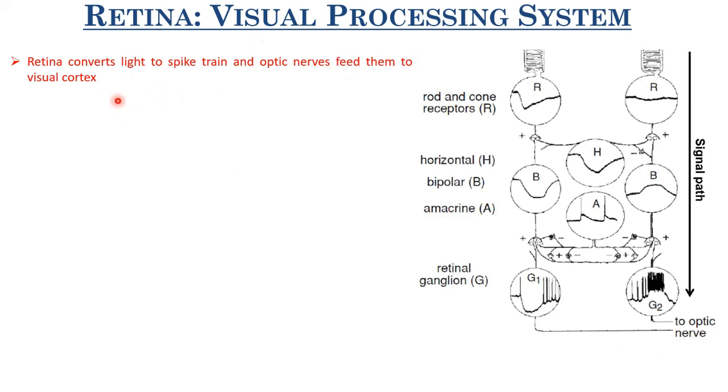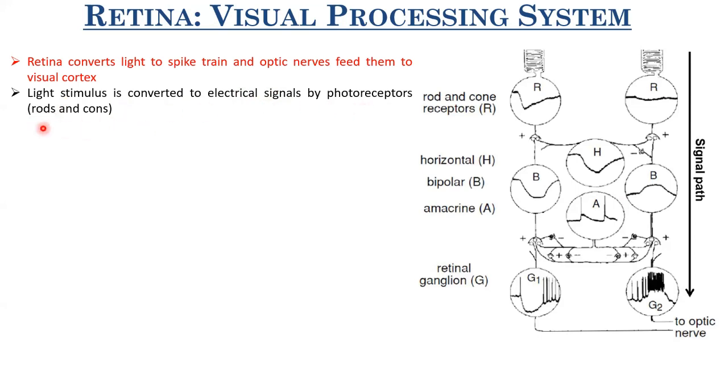So what happens in your retina is that first the light stimulus, that is photons, is converted into electric signals with the help of photoreceptors. So what are these photoreceptors? These photoreceptors are nothing but rods and cones. You must have read about rods and cones in your 10th class. Rods are sensitive to the intensity of light, and cones are sensitive to the color of the light.